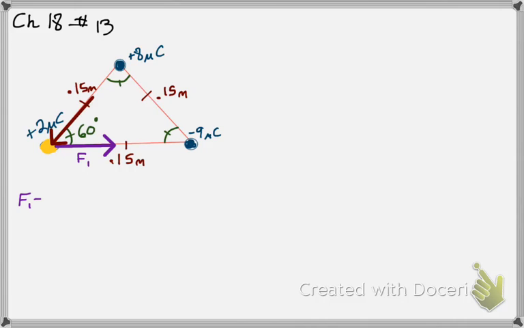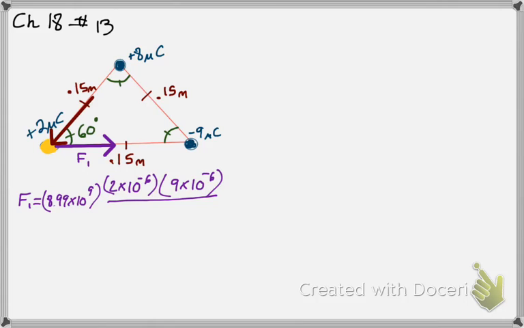So if we start with F1, we can use the equation K times Q1 times Q2 divided by R squared, which is 0.15 squared. And we plug that into the calculator, we get 7.19 newtons. And this is perfectly in the positive x direction, right? Because the way we drew it, F1 is pointing directly in the x direction. So then we find F2.